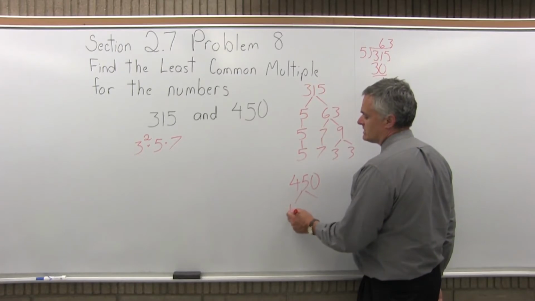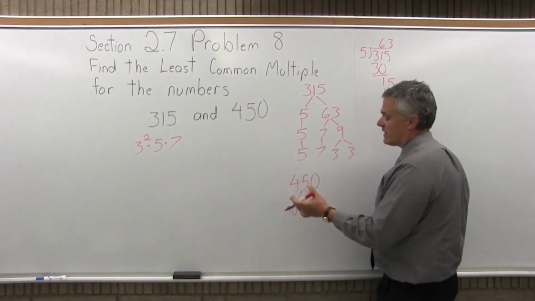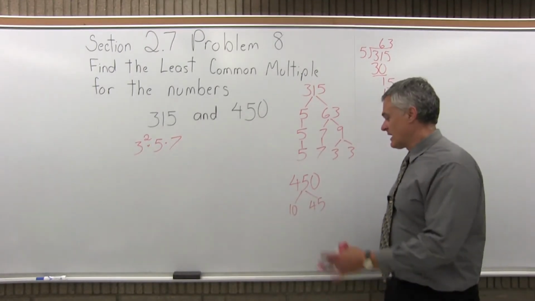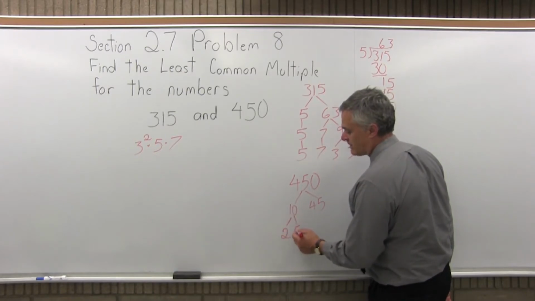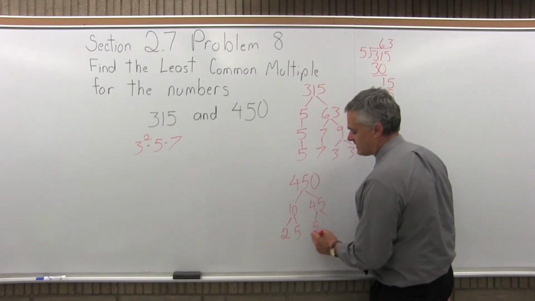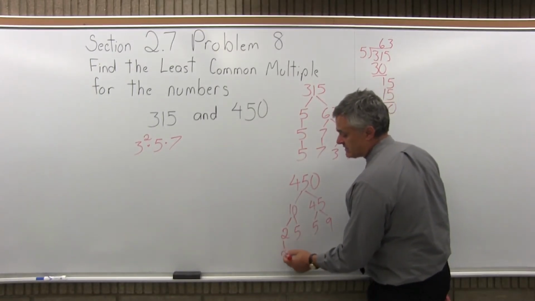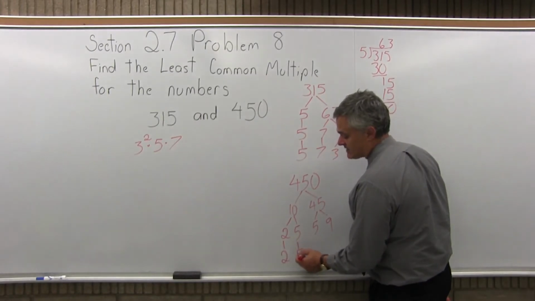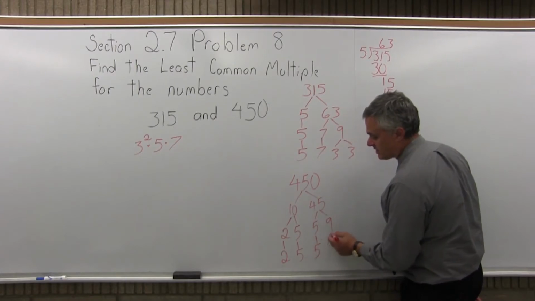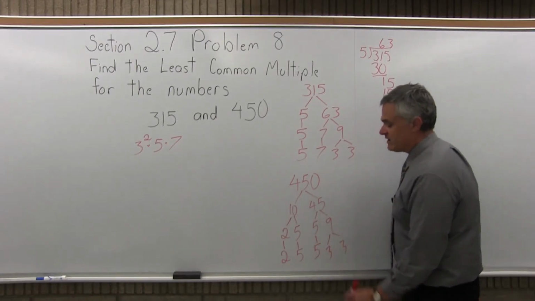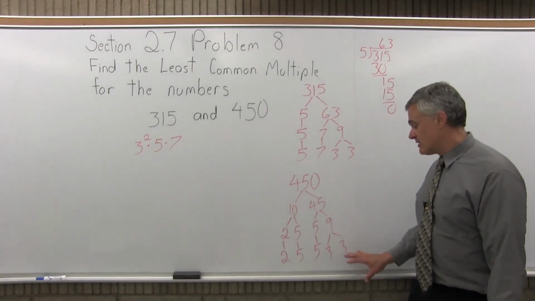Well, this one starts off easier than the 315 did, even though it's a bigger number. I can see right away 10 times 45, and then I can start breaking down each one of these. The 10 will still split down a little bit further into 2 times 5. The 45 will split into 5 times 9. And now the 9 will split again. So the 2 is done. It'll come straight down without splitting. The 5 is done. The next 5 is done. But the 9 on the end can split into 3 times 3. Now all those numbers are prime. That's as far down as they split up.